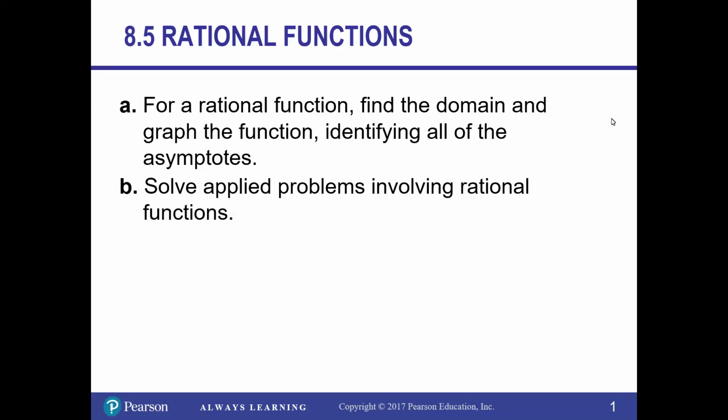So we're going to go into rational functions. Rational functions are kind of an extension of your polynomials. What we're going to talk about is finding the domain of these functions, talking about their graphs and asymptotes.